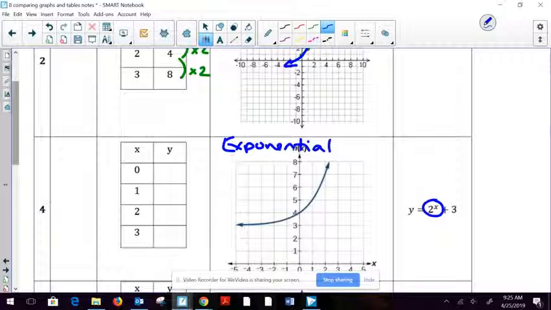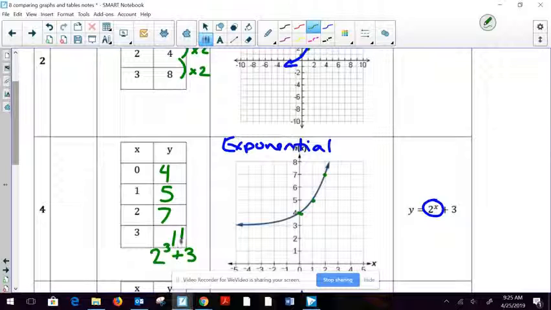If we work backwards and see what this looks like in our table, 0 is 4, 1 is 5, 2 is 7, and we can't actually see what 3 is, but we see that it appears to have no pattern in our numbers here. If we substitute 3 into our equation, we would have 2 raised to the third power plus 3. So 2 times 2 times 2 is 8, plus 3 more is 11. So our point would be way up here somewhere.